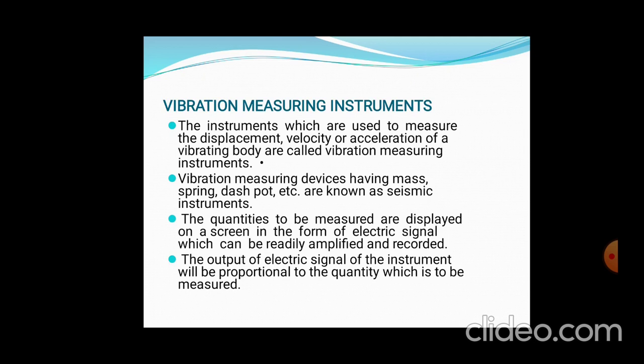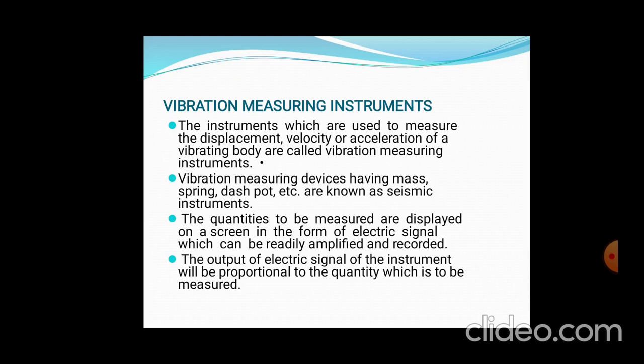Then again, the vibration measuring instrument: the frequency of the vibration that you have to measure. This is a vibration measuring instrument, which measures some parameters other than the frequency also. Displacement, velocity and acceleration of the vibrating body are measured by the vibration measuring instrument. From these parameters we predict the range or intensity of the vibrations.